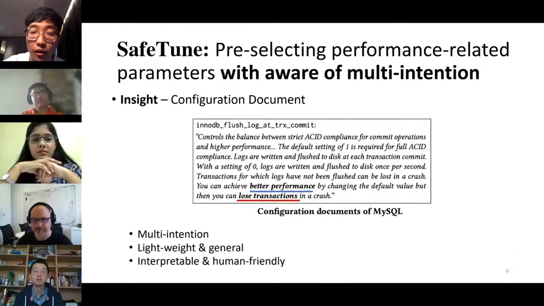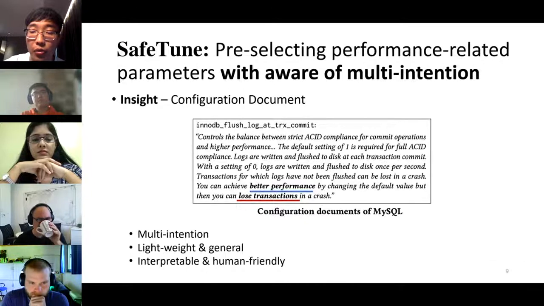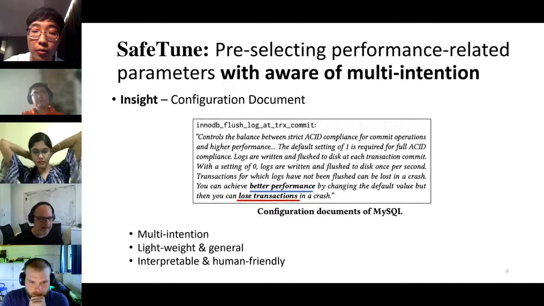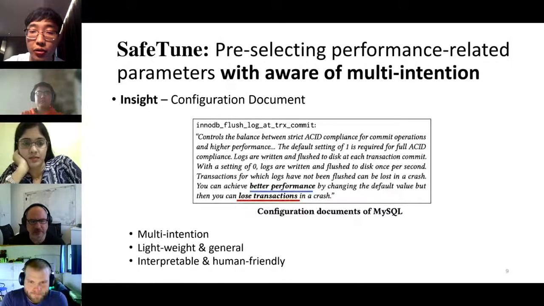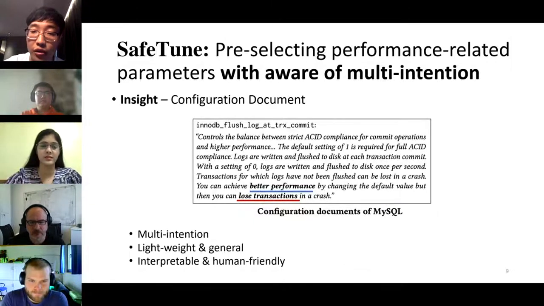intentions. As we can see here, configuration documents are official descriptions of configuration parameters. Most mature software systems are equipped with these sorts of documents. So the insight is that the configuration document usually contains useful information that generally explains the impact on user intentions. For these parameters marked here, it is documented to have impact on both performance and reliability. Another advantage of documents is that they are more lightweight, so they do not need heavy performance testing. So the main idea of SafeTune is to mine the relationship between performance and other intentions from the configuration documents.